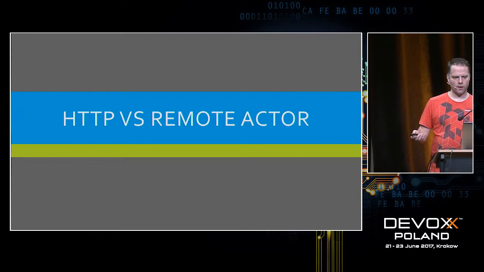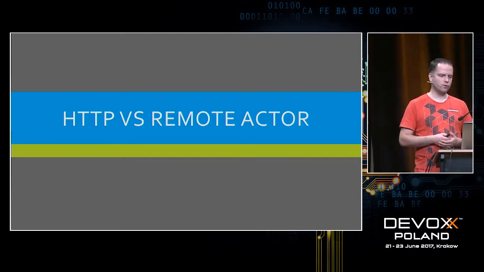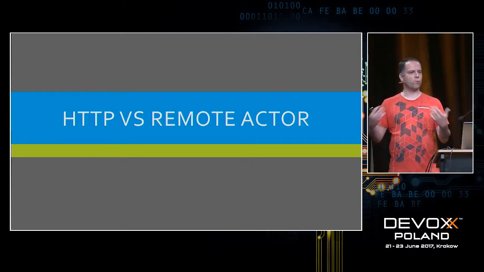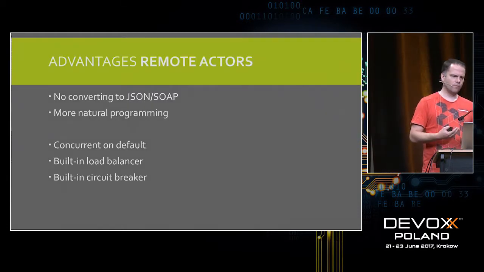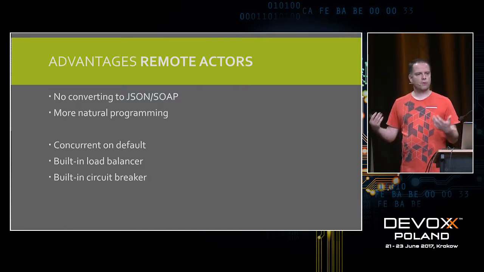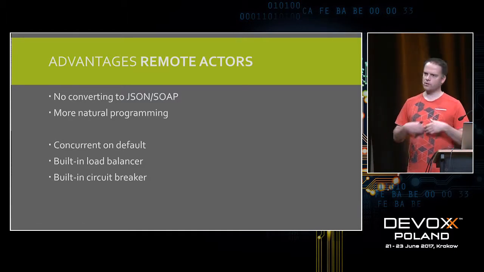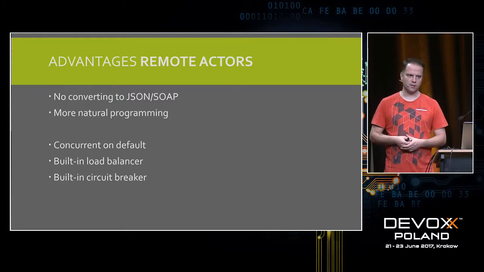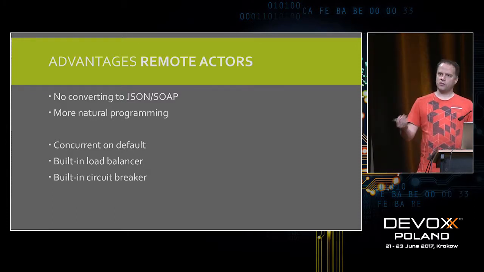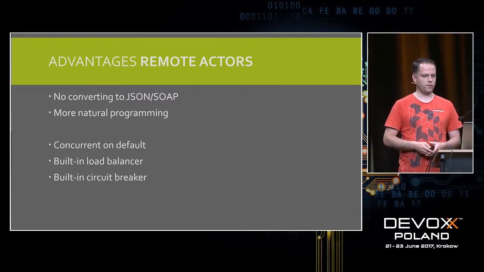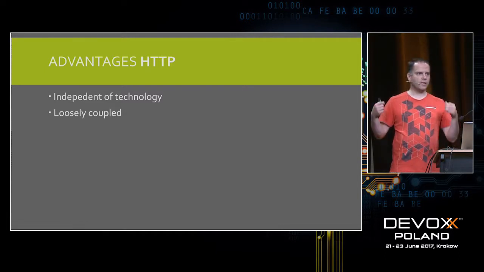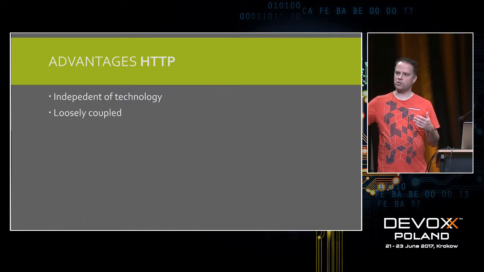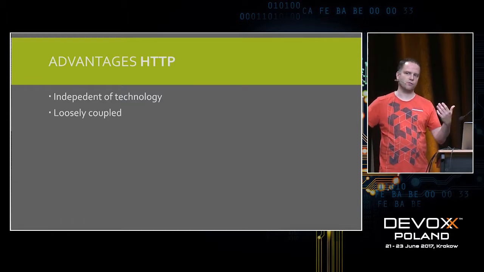So we really liked Akka, but we wanted to make an overview of why you would use remote actors instead of HTTP. For me, the biggest advantage of remote actors was that it feels more natural. You don't have to write all kinds of boilerplate code for HTTP endpoints and stuff like that. That's really easy. It's all handled by the framework. But of course, the advantage of HTTP is that it's independent of technology. So I can call an HTTP endpoint in a C# application from a Java application and vice versa.